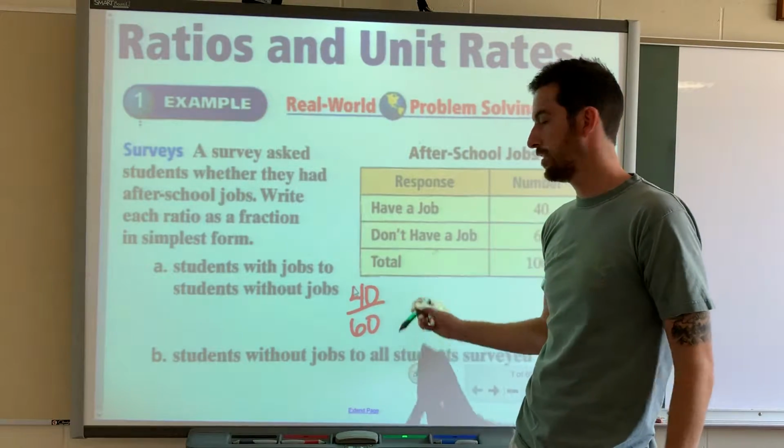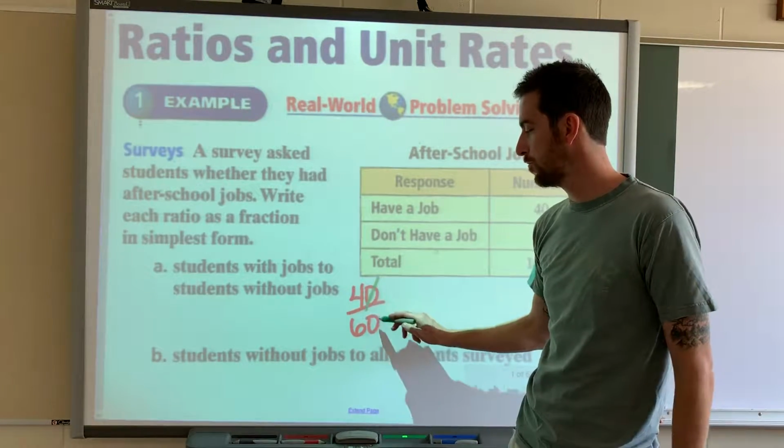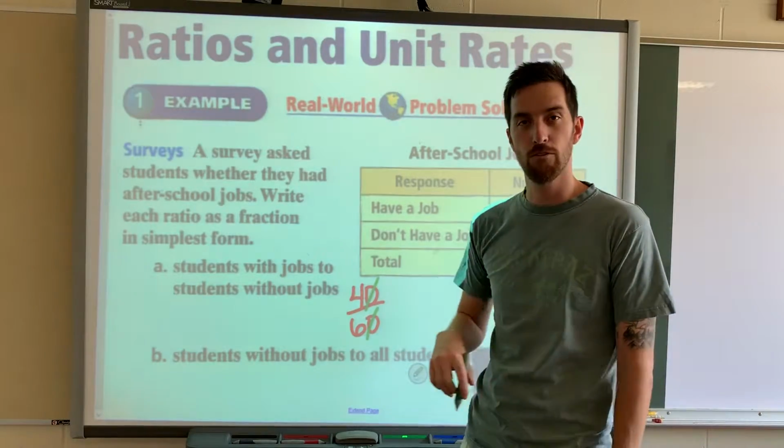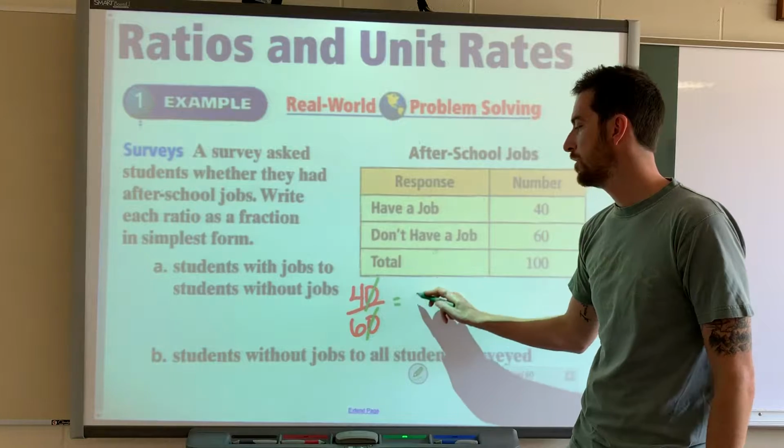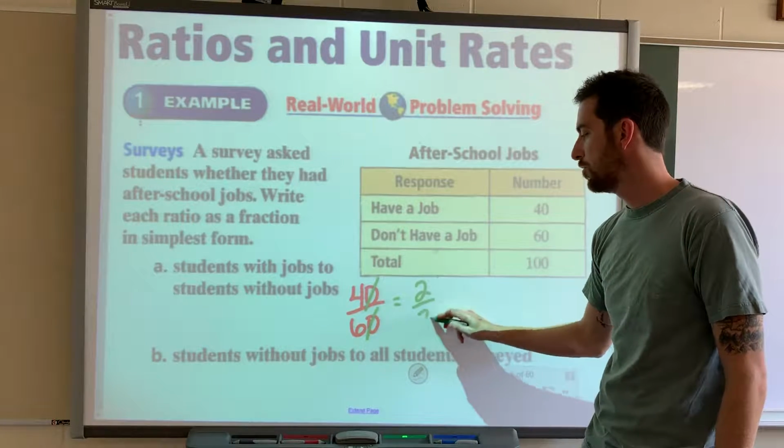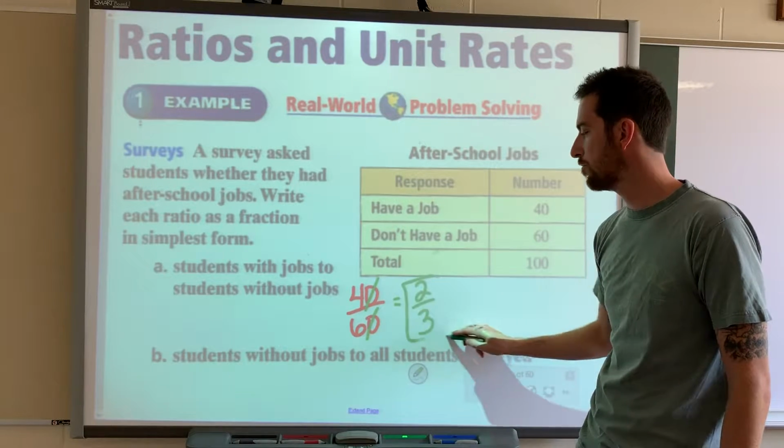So I know that 10 goes into both of those, which would make it 4/6. And then they're both even, so we could divide that by 2. So it would come out to 2/3, or a 2-to-3 ratio.